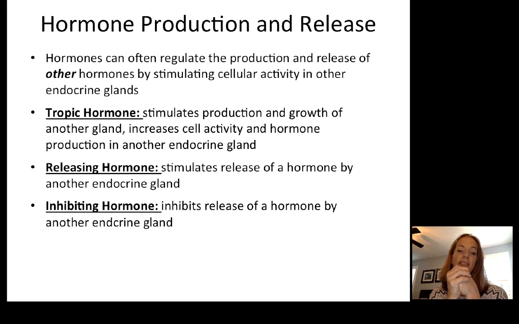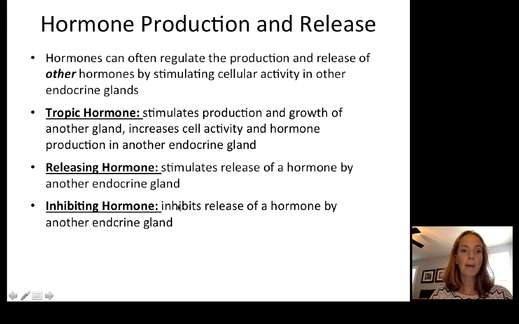We then need to give a signal to tell it to let go and send it into the bloodstream. So releasing hormones will stimulate the release of a hormone by another endocrine gland. Inhibiting hormones will stop the release of a hormone by another endocrine gland.